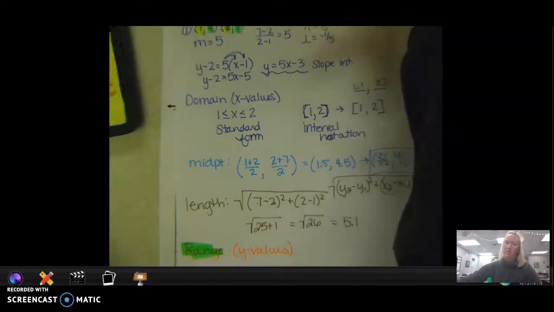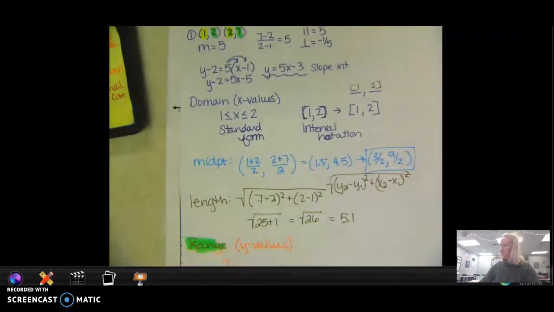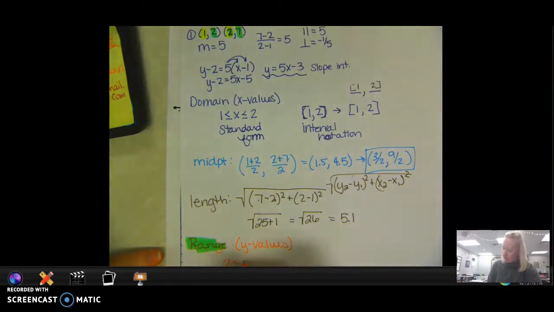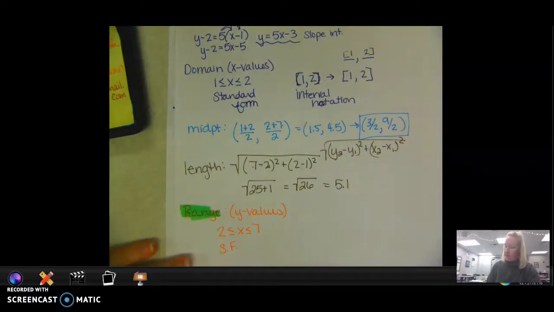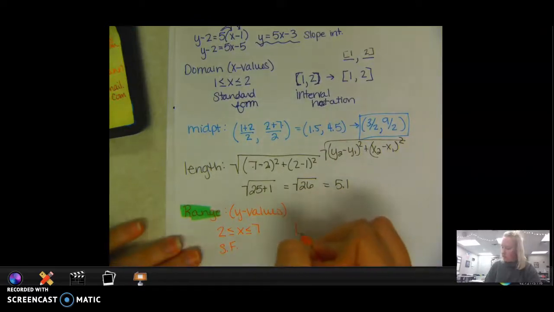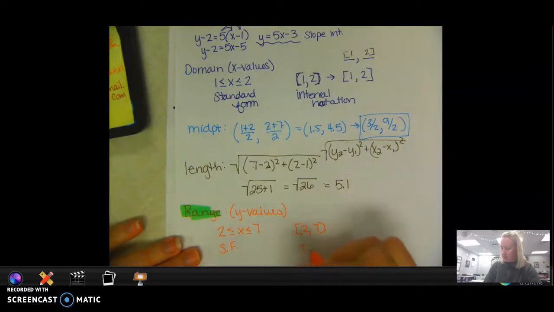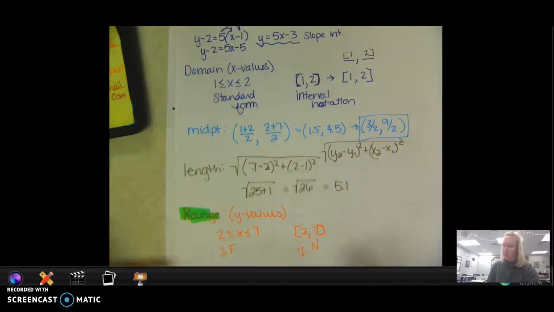Let's see if I can get all that in one thing. So it starts at 2 for range. So that is 2 less than or equal to y, which is less than or equal to 7. So that is standard form. Interval notation, it starts and includes 2, and it goes to 7, and that's interval notation. Again, you need to do bracket 2, and then 7 bracket for the ending point.